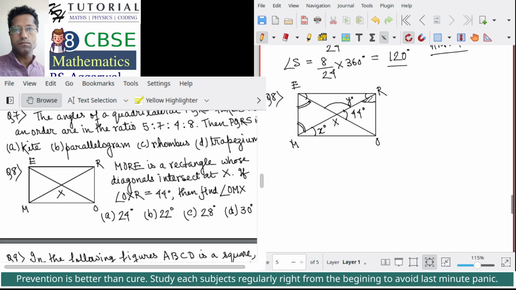So these four angles are equal, and so we will have this is x degree, this is also x degree, this is also x degree. On the sides ER and MO, the isosceles triangles are ERX and MOX. Now we can see that y degree plus 44 degree are supplementary because they are a linear pair of angles.